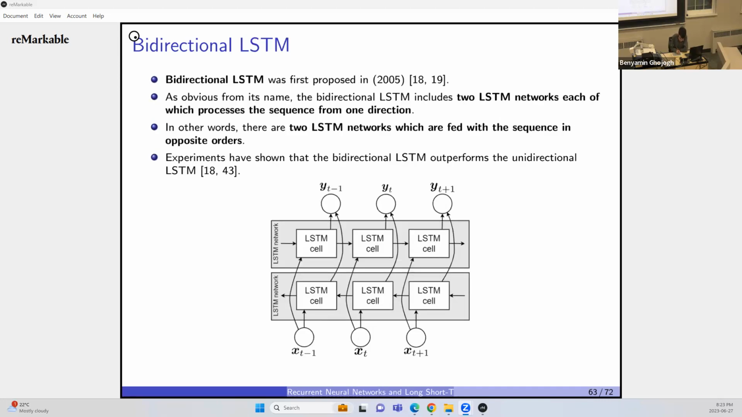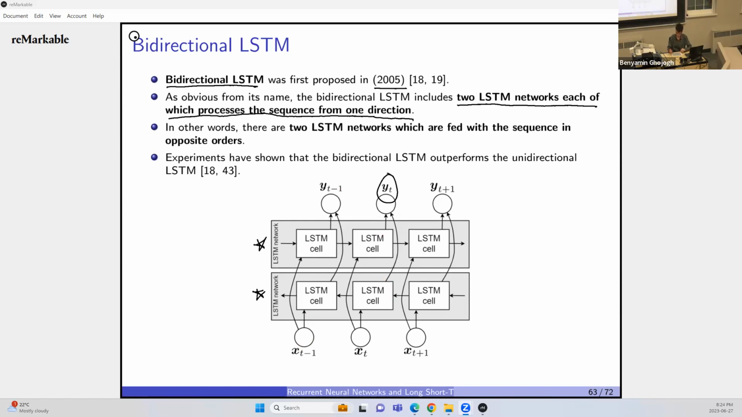Then bidirectional LSTM. It was first proposed in 2005, references 18 and 19. As is obvious from its name, it is two LSTM networks, each of which processes the sequence from one direction. We have one LSTM from left to right, one LSTM from right to left, and we feed XT to each of the cells. However, the output at time t takes the output of the LSTM from left to right at time t and the output of the LSTM from right to left at time t, right? By some matrices V, V left to right and V right to left.